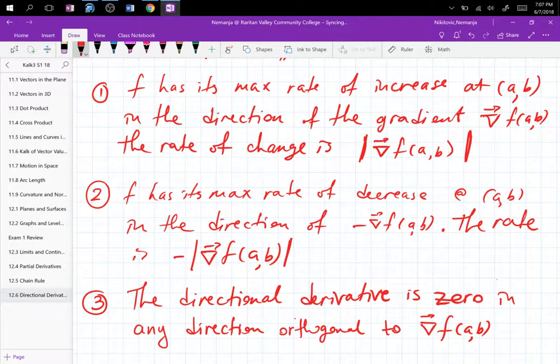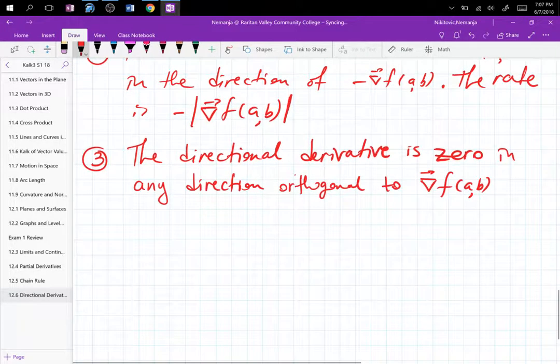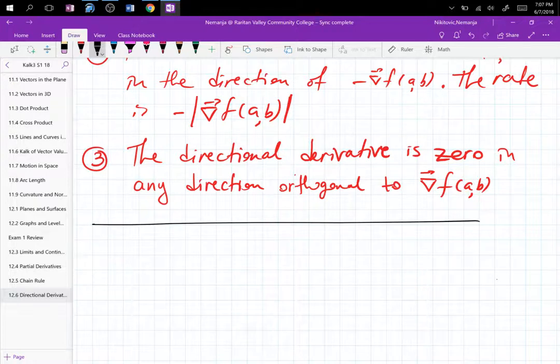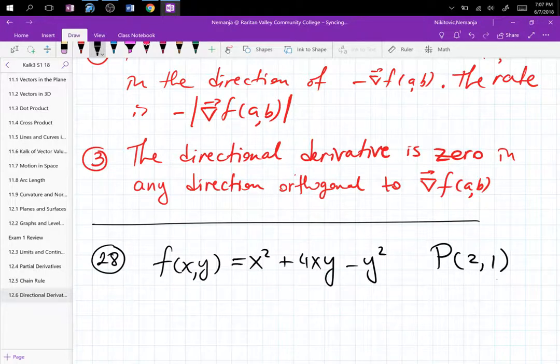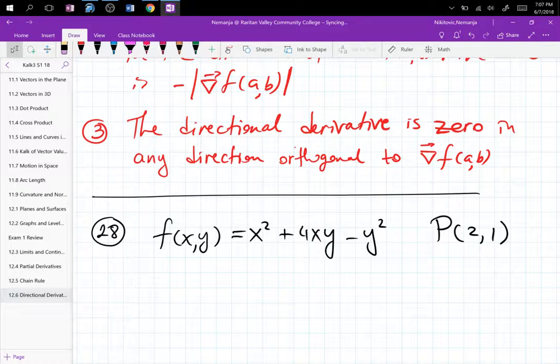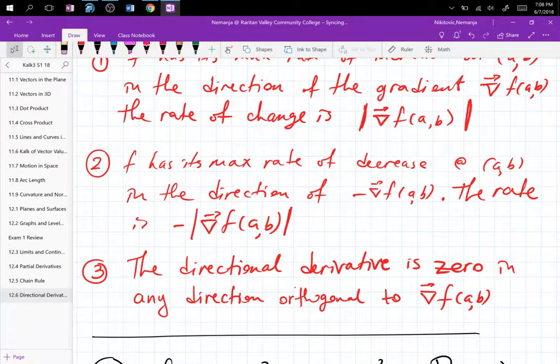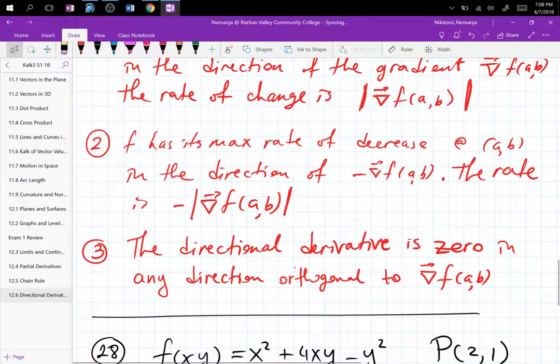All right, so here is a problem. Let's take a look at problem 28, which addresses these things. Problem 28 says the function, the surface, f of x y, is x squared plus 4xy minus y squared, and the point that we are looking at is (2, 1). Find the direction of the steepest ascent and the steepest descent. Well, they're right here. It's just the gradient at that point and the negative gradient at that point. It's going to give us vectors, and then how fast it goes up and how fast it goes down, find the magnitude of those vectors.